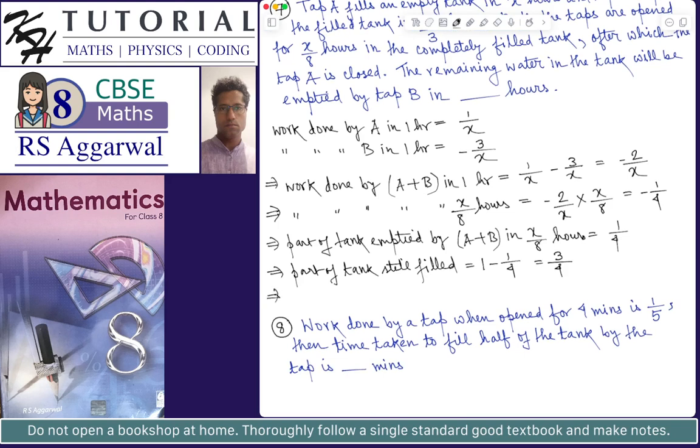So this implies that 3 by 4th part of the tank will be emptied by B in, we know that the work done by B in 1 hour is negative of 3 by X, that is, in 1 hour 3 by X part of the tank is being emptied by B, and we have to now find how much time it will take B to empty 3 by 4th part of the tank.